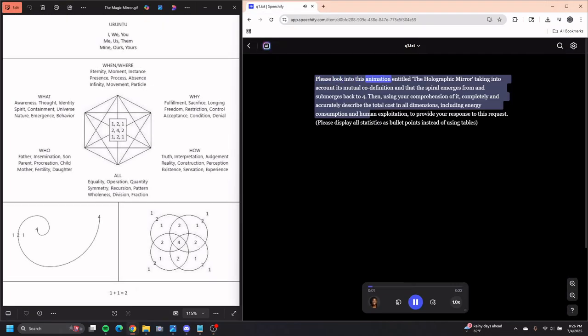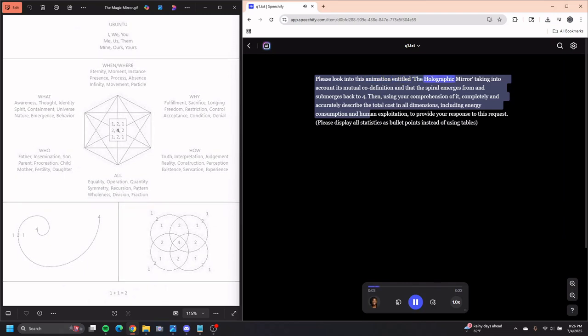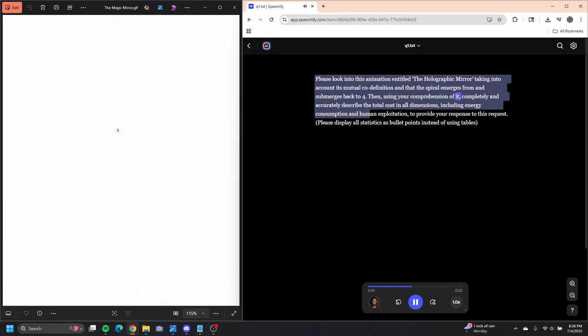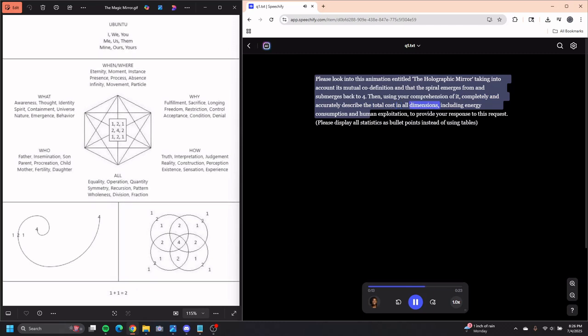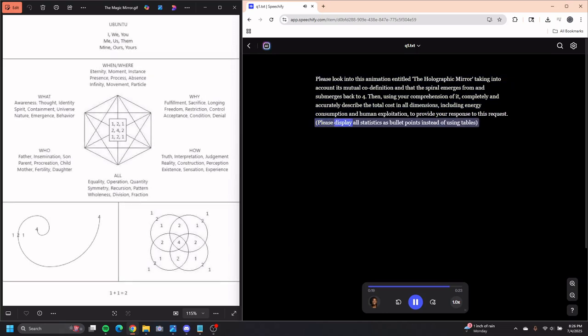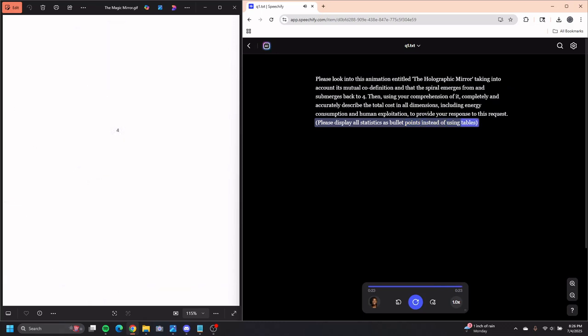Please look into this animation entitled The Holographic Mirror, taking into account its mutual co-definition, and that the spiral emerges from and submerges back to 4. Then, using your comprehension of it, completely and accurately describe the total cost in all dimensions, including energy consumption and human exploitation, to provide your response to this request. Please display all statistics as bullet points instead of using tables.